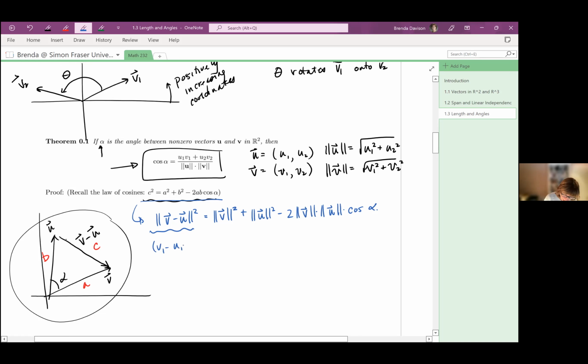V1 minus U1 squared, the first component squared, plus the second component squared. And then on the other side, this norm here, that's going to be first component squared plus second component squared. Then here, first component squared plus second component squared. And then I'm just going to leave the rest of it. That's going to be 2 times the norm of V, norm of U, times cosine alpha.